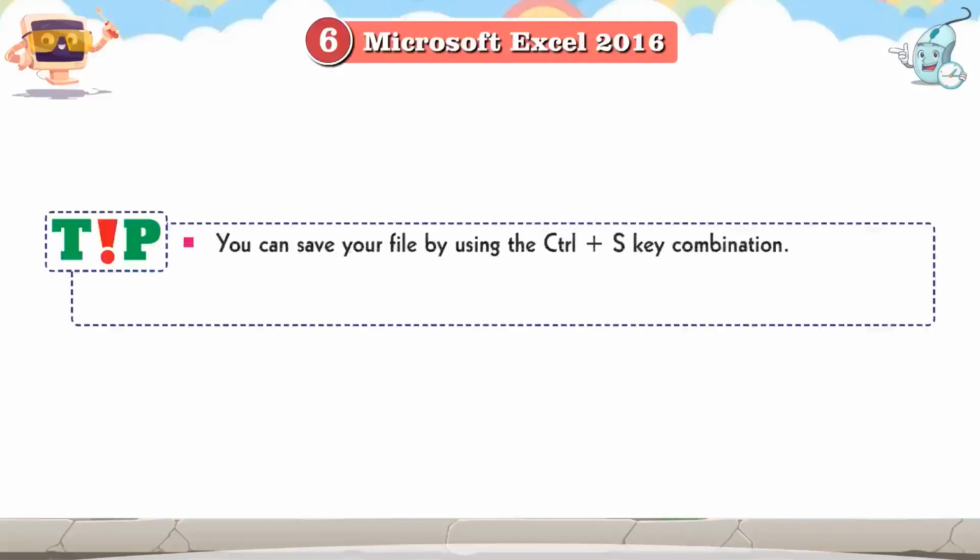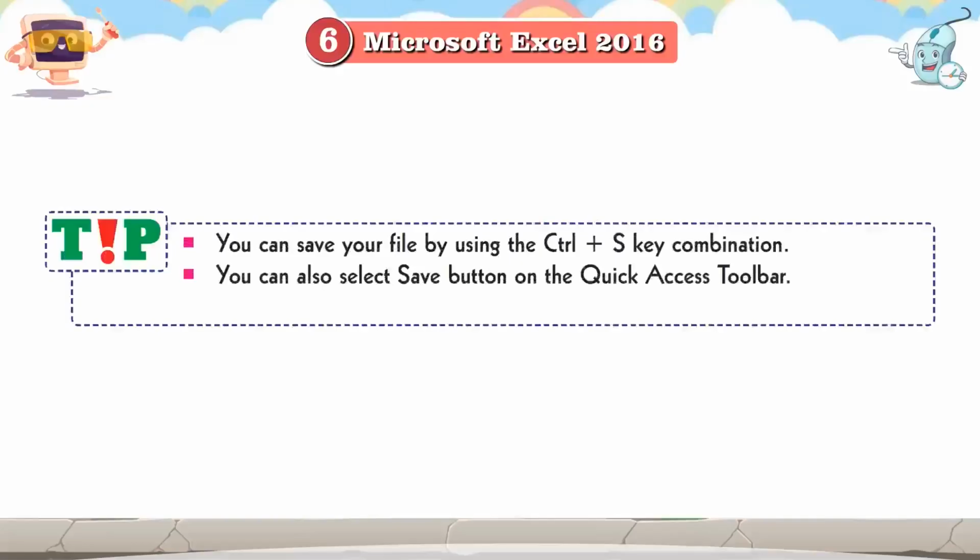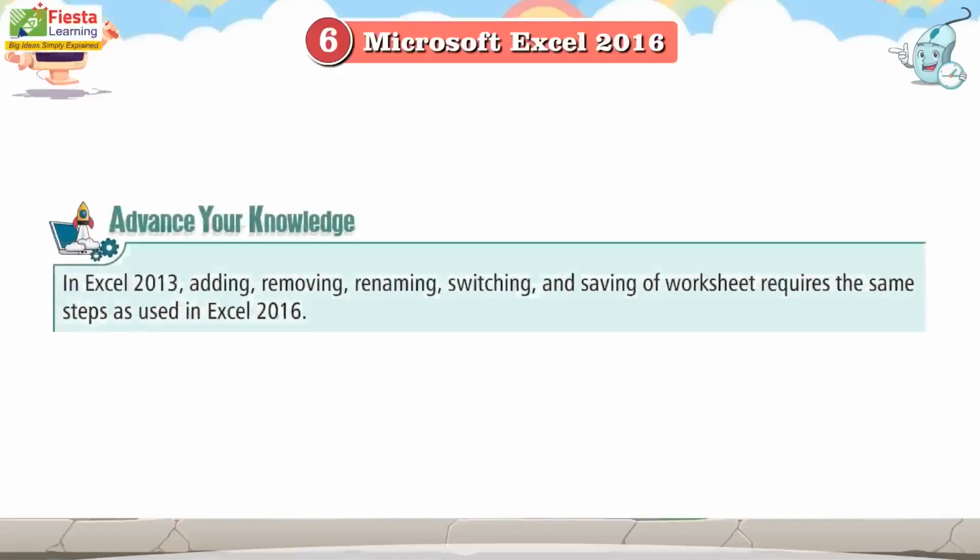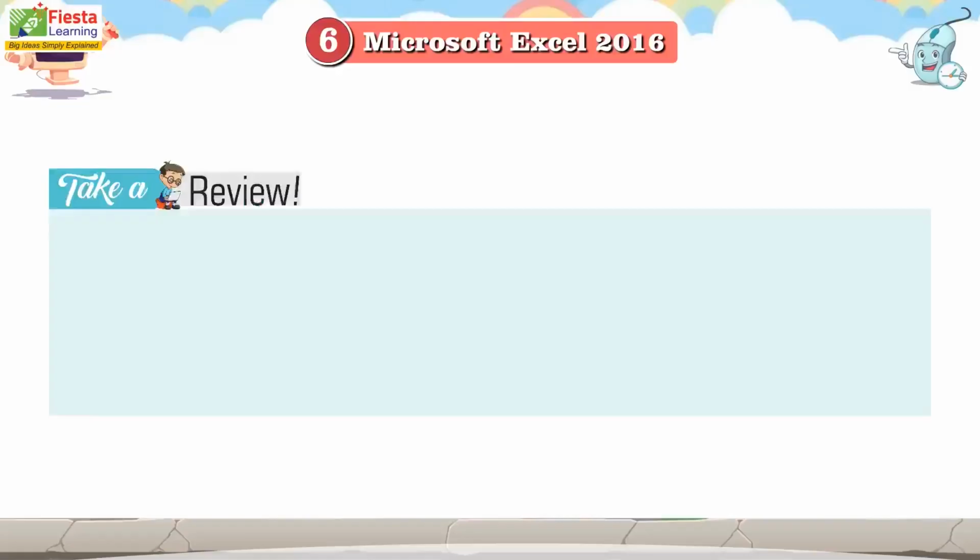Tip: you can save your file by using the Ctrl plus S key combination. You can also select the Save button on the Quick Access toolbar. The F12 key can also be used to save the file. Advance your knowledge. In Excel 2013, adding, removing, renaming, switching and saving of worksheet requires the same steps as used in Excel 2016. Take a review.